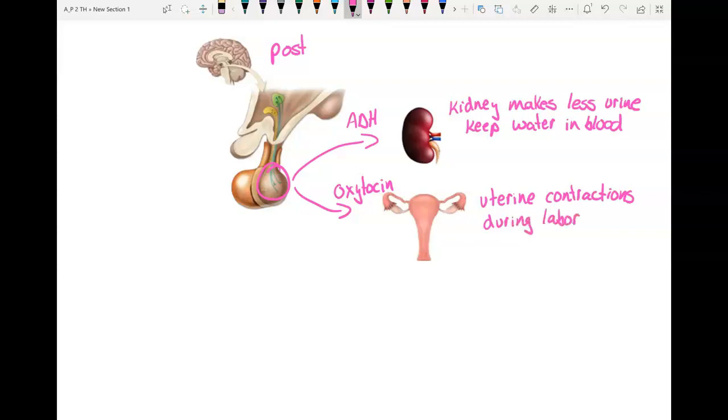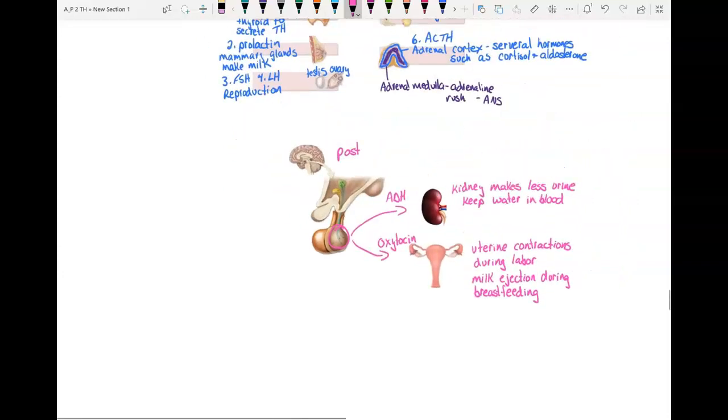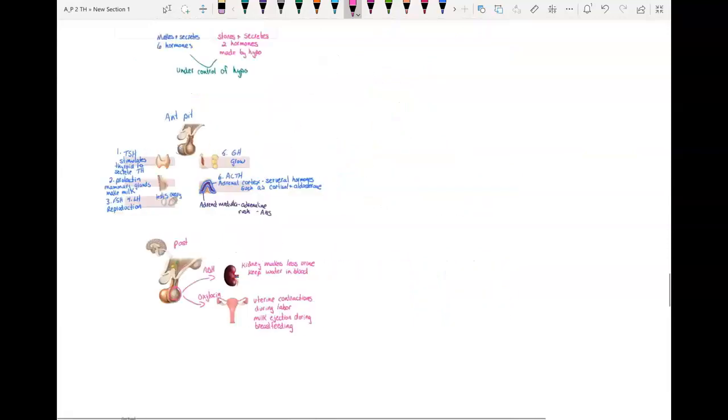It is also used after the birth for milk ejection. So prolactin stimulates the mammary glands to make milk. Oxytocin stimulates the release of the milk. Not all of your hormones are under control of the hypothalamus, but here you can see you have 8 hormones that come from this hypothalamus pituitary chain of command.